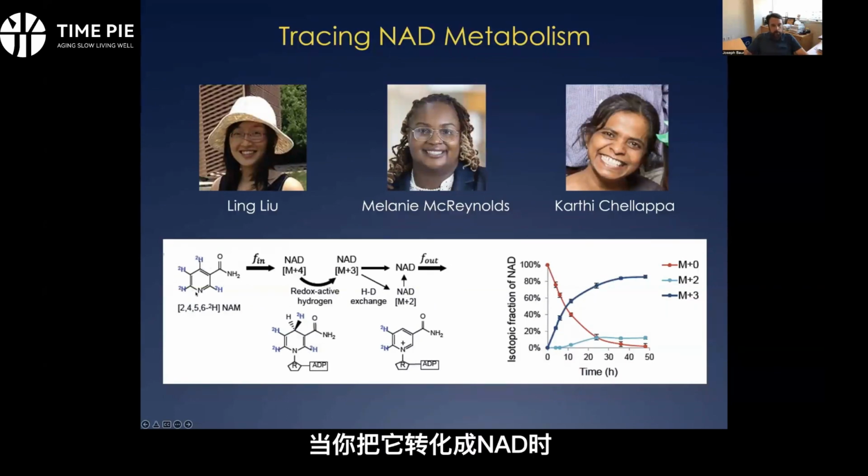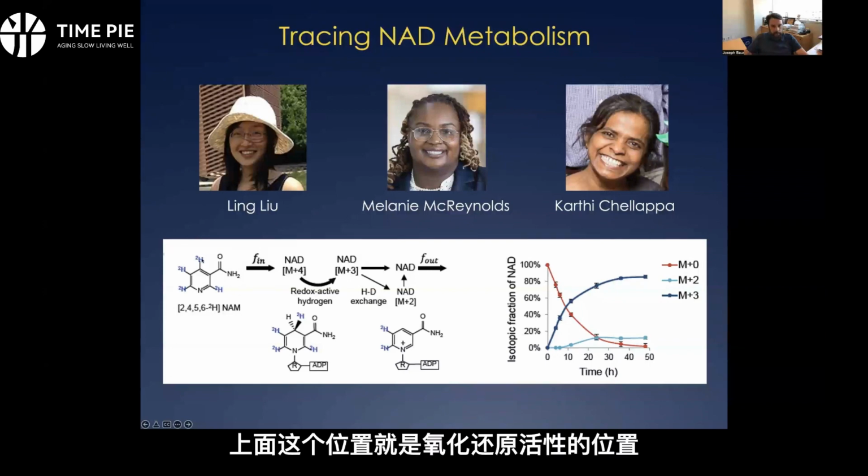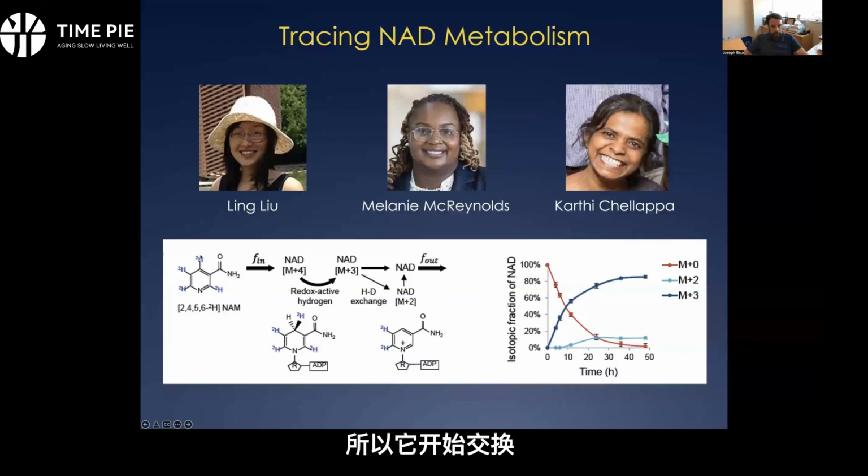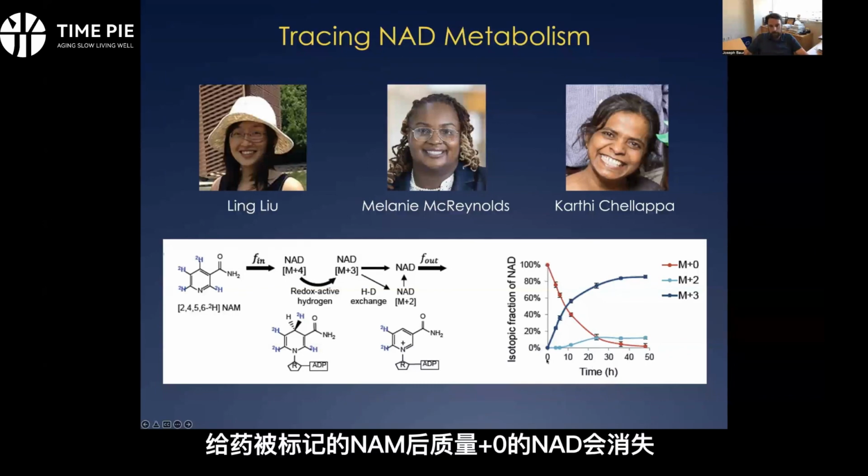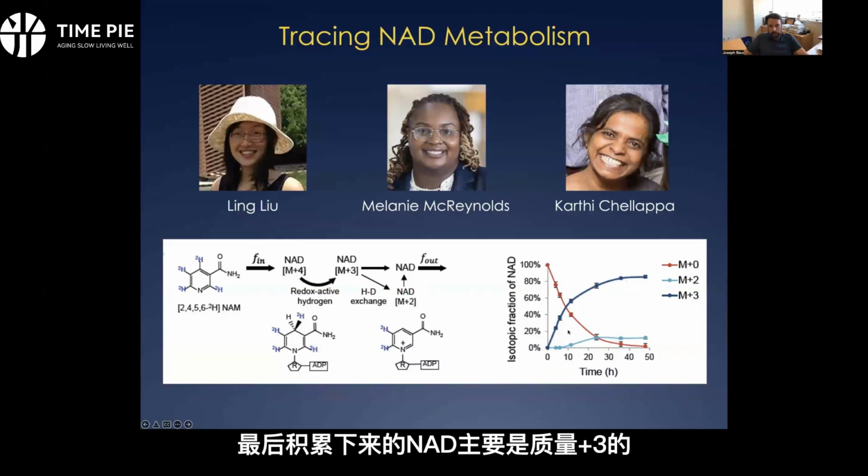And when you convert this into NAD, this position at the top here is the redox active position. And so that starts exchanging and you lose that deuterium pretty quickly. And so you get mass plus 3 instead of mass plus 4. And that's shown over here looking at the NAD fraction in cells over time. Mass plus 0 is the original NAD the cells had. That goes away if you're incubating them with this labeled nicotinamide, and you accumulate mainly mass plus 3.